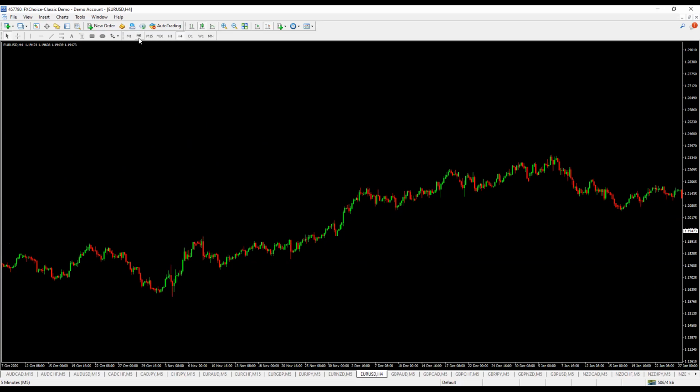Point number 1, write it down. Trend. Find the trend. Point number 2, is it at support or is it at resistance? Okay. So that's point number 2. Is it at support?